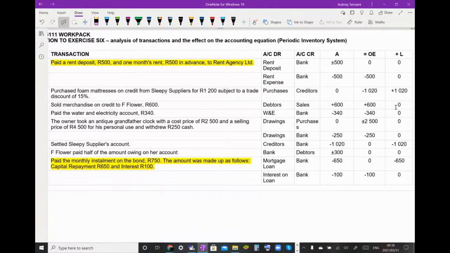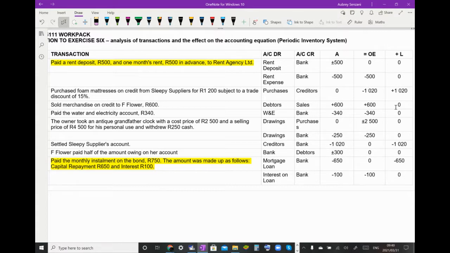We sold merchandise on credit to F Flower, 600 Rand. Can you see? All that we've done is record the sale. Debtors, because this person now owes us, was debited, and then sales was credited. Plus 600 in assets, plus 600 in owner's equity. Then what else did we go on to do?